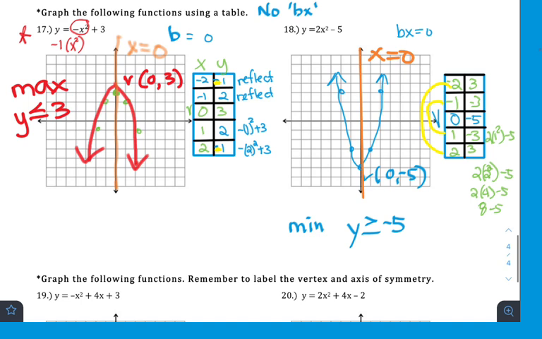We see the x is 0 again, and the y value shows us a minimum because it's positive, and it can be negative 5 or bigger.